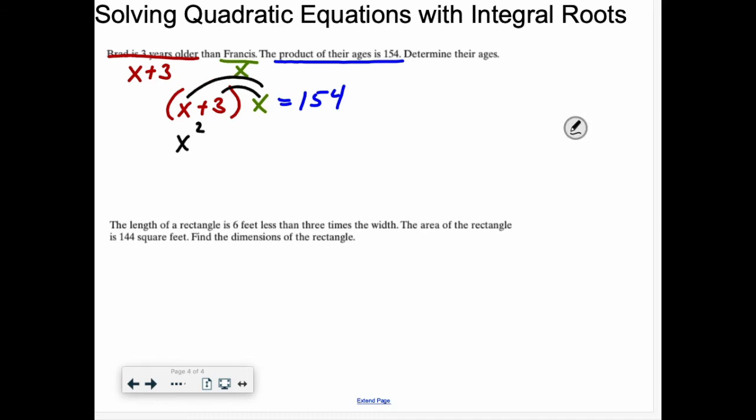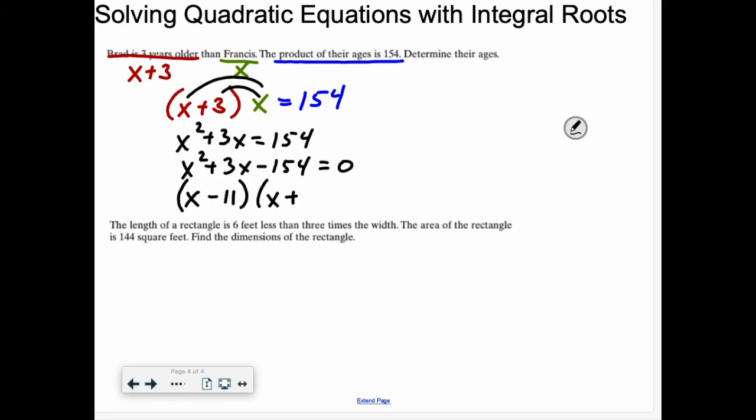Distribute: x squared plus 3x equals 154. Get it to standard form. And then we just need to find factors of 154 which multiply to negative 154 and add up to 3. The factors that are going to do it are going to be 11 and 14. So we're going to have x minus 11, x plus 14 equals 0. So that means that x equals positive 11, x equals negative 14, because we just set them each equal to 0 and solve.